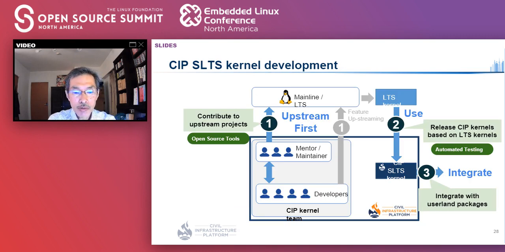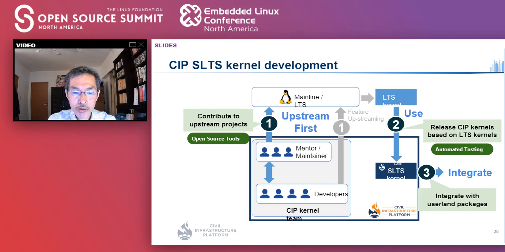For CIP Kernel Team, upstreams are Linux Mainline and LTS. We collaborate with upstream projects. Before using their outputs, we upstream what we have and don't keep it locally. As marked 1, contribution is our first action. Feature upstreaming is done by CIP member developers. On the other hand, the CIP kernel team contributes to upstreams in a more general manner. We developed open source tools in order to work on contributions effectively. I will talk about those tools later.